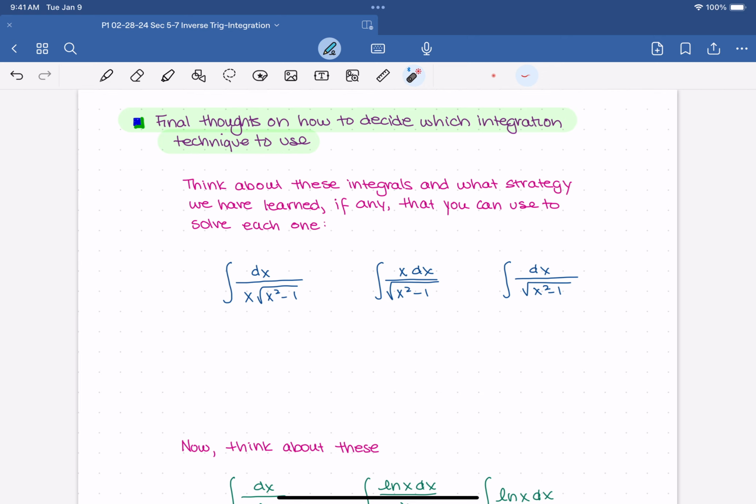All right. If we look at this first one, the derivative of the inside is 2x. Now we have an x here, but the problem is the x is in the bottom. So don't think of this as an x. Think of it as 1 over x. So that's not really the derivative of the inside. So we can't do that.